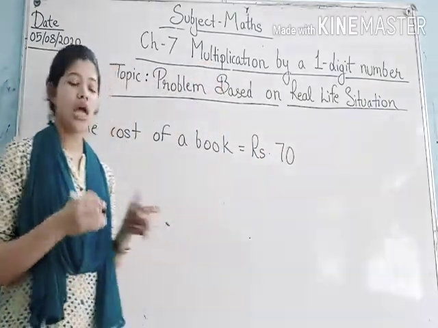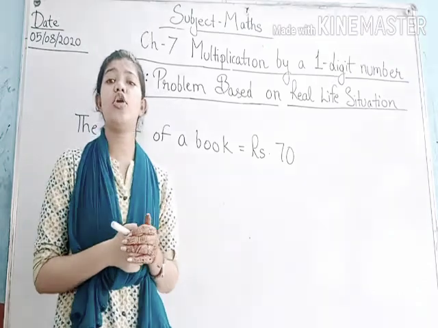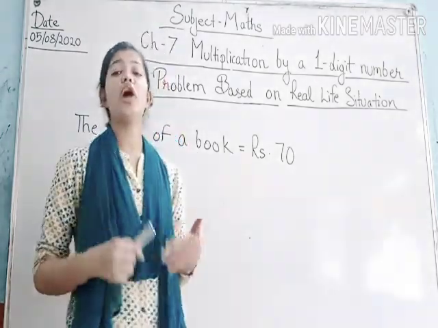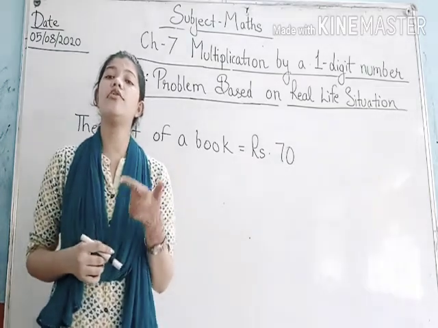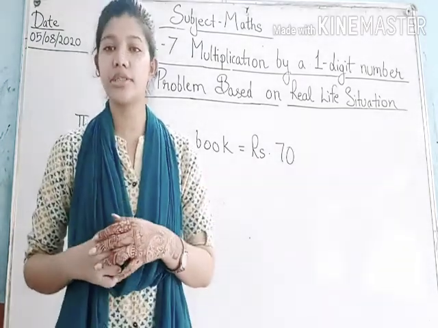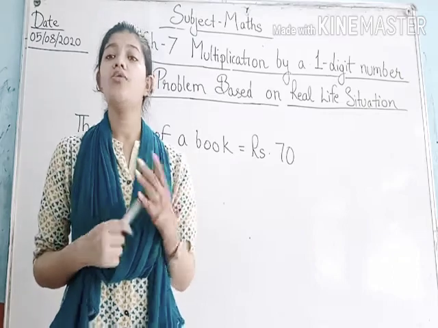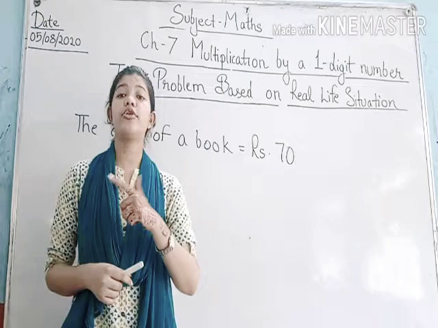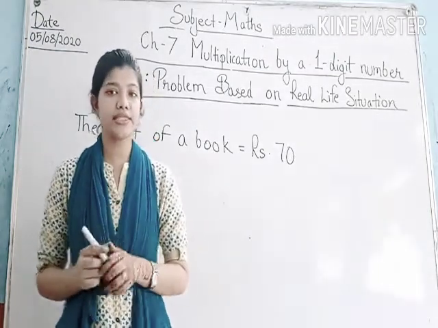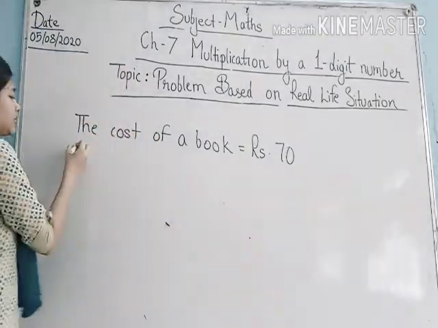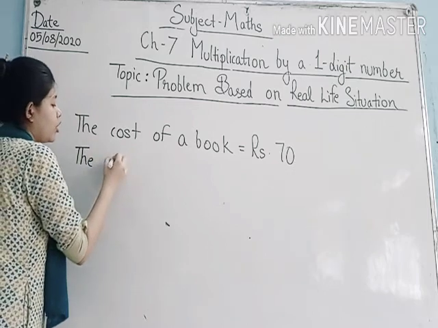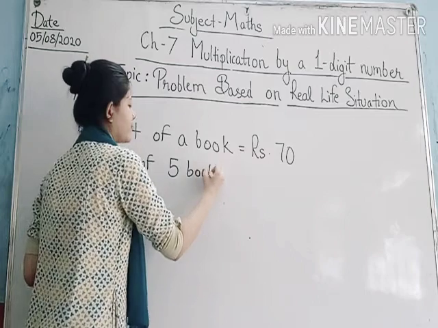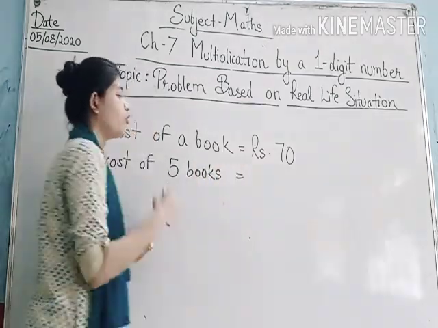Now I told you that I want to buy 5 more books. So how will I find the cost of all of these 5 books? What will I do? I will multiply the cost of one book by 5 books. So let's write the cost of 5 books is equal to what we will do.